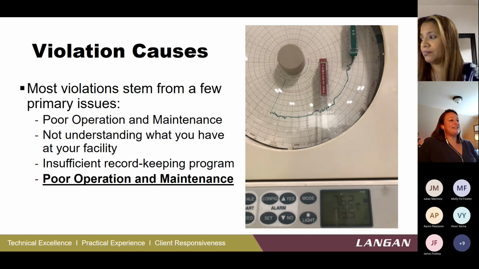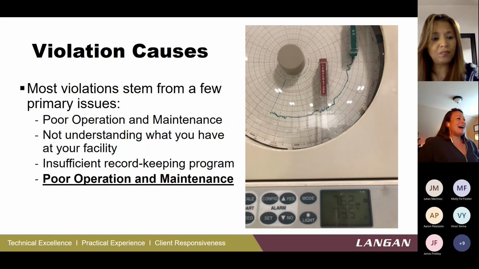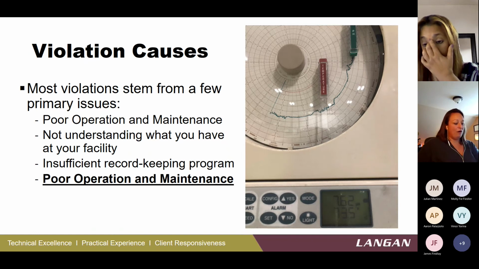So most of those violations really stem from a few primary issues. Poor operation and maintenance, not understanding what you have, not keeping the right records, or implementing a formal record-keeping program. And did I mention operation and maintenance? The operation and maintenance issues, equipment issues, are the number one cause of system upsets, of exceedances. I think all violations usually stem from an O&M problem.